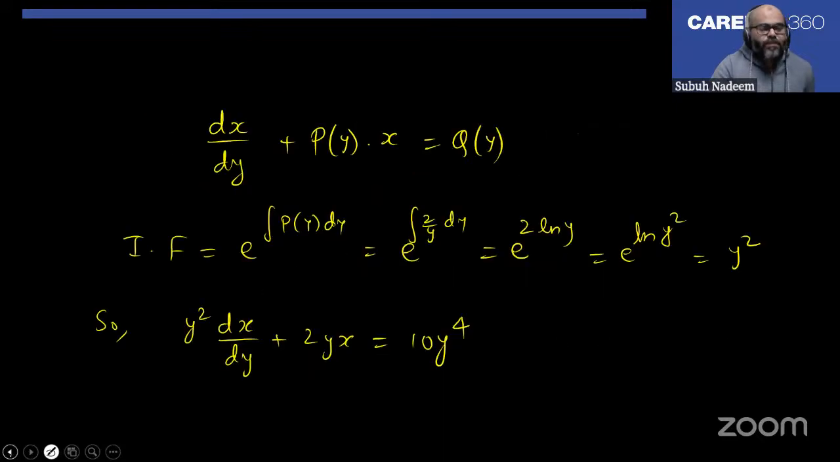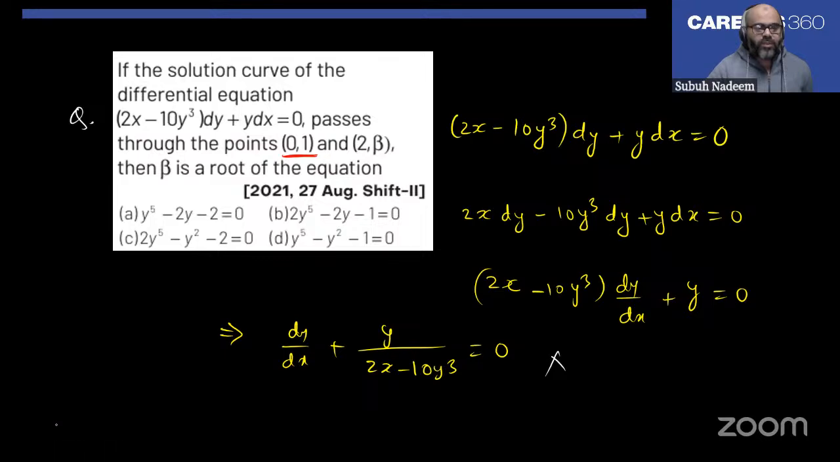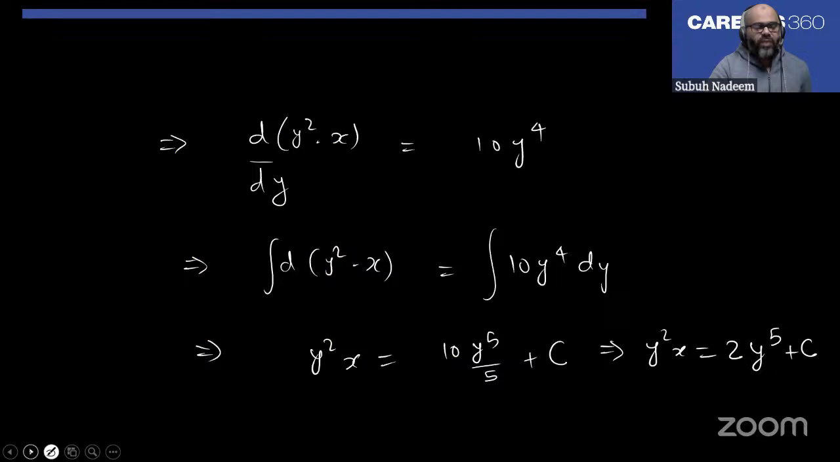Now they are saying that it is passing through (2, beta). What is it saying? It's passing through (2, beta). Then beta is a root of which of the following equations? So x is equal to 2, y is equal to beta.